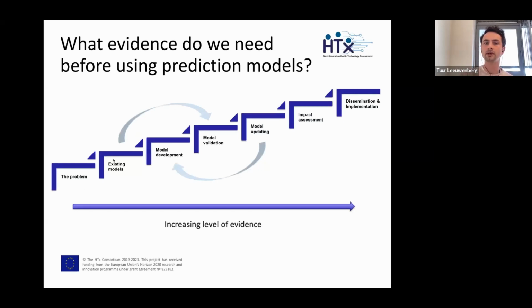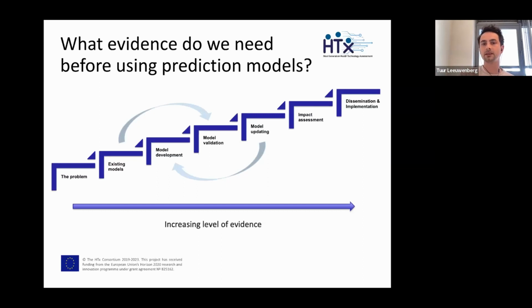Then often you look at what are existing models for this outcome and problem. Then you may want to validate, look at how well this model actually performs. You might want to slightly adapt the model so that it fits better for your particular problem. And then once you have a model which actually makes good predictions, then you still have to see if it actually improves the clinical process.